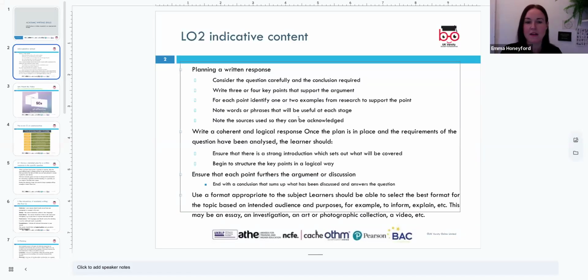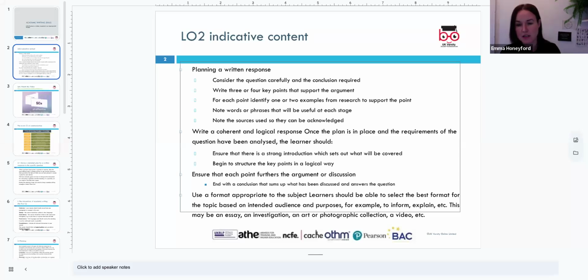When planning a written response to any question or assignment at an academic level, you need to consider the question carefully and the conclusion required, with 3 or 4 key points that you can focus on specifically that will support your argument. For each point, you need to identify 1 or 2 examples from research to support the point. That may be from academic journals, or from books that you may be able to access via Moodle. Note words or phrases that would be useful at each stage, and note the sources used so they can be acknowledged. Every source that you use, you will need to reference.